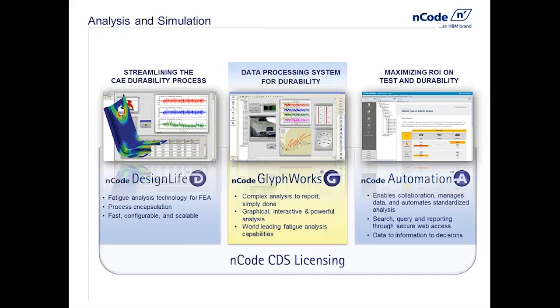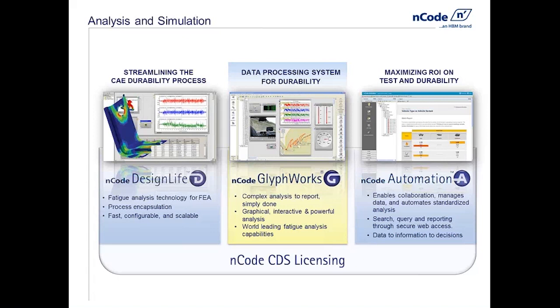So as I said earlier, this is part of a continuing nCode webinar series that deals with different aspects in the engineering durability and vibration world, and also how nCode software can provide benefit to engineers such as yourselves. There are three components in the nCode software, going from left to right. D for design life. This is for understanding fatigue and durability characteristics using finite element derived stresses, so virtual fatigue calculations, you could say. In the middle is GlyphWorks.